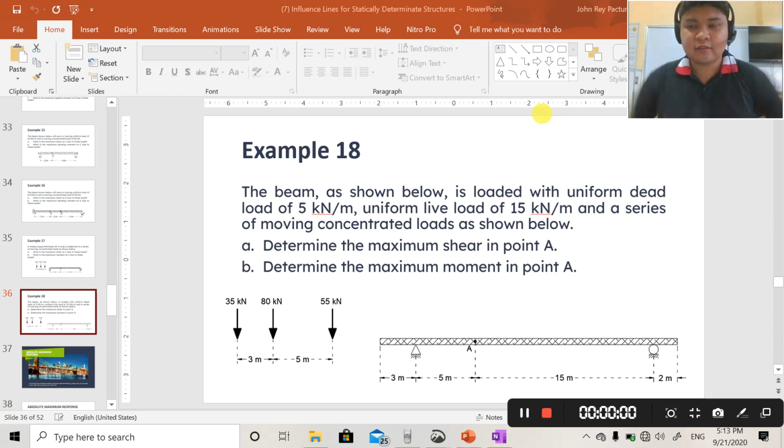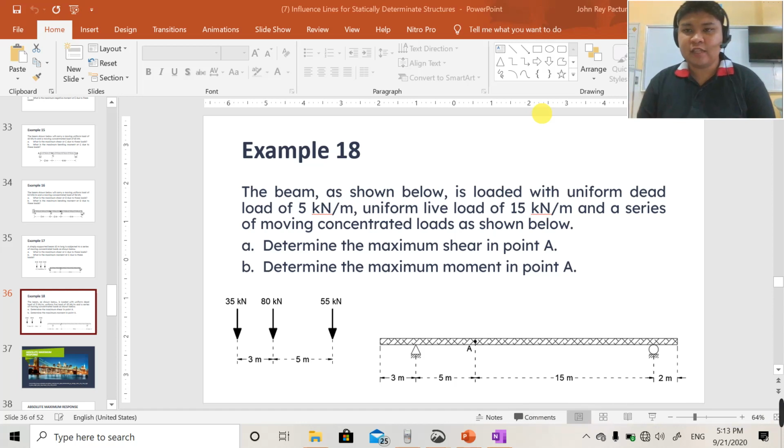Hello class. So this time, this is now the last example in our application of influence line for statically determinate beams. So now, I will just read the problem and let's try to solve it. So we are on example number 18.